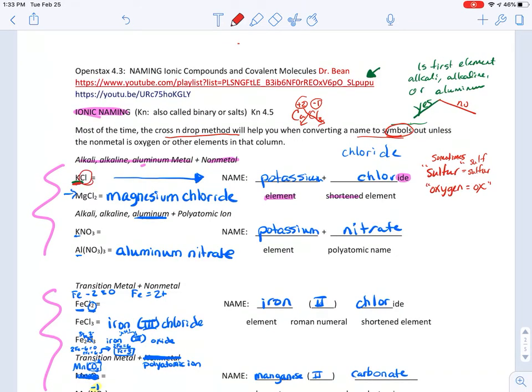But if you have a K, that's potassium, and a Cl, that's chlorine. So we're going to name it potassium chloride. And then the next one, magnesium. Again, that's an alkaline metal. Chlorine is our nonmetal, so magnesium chloride.